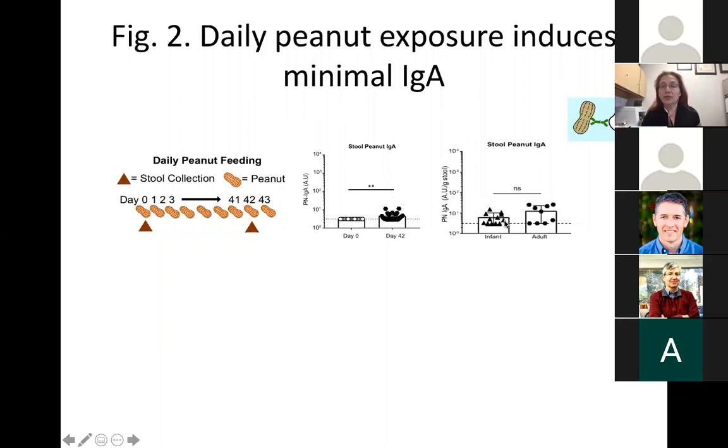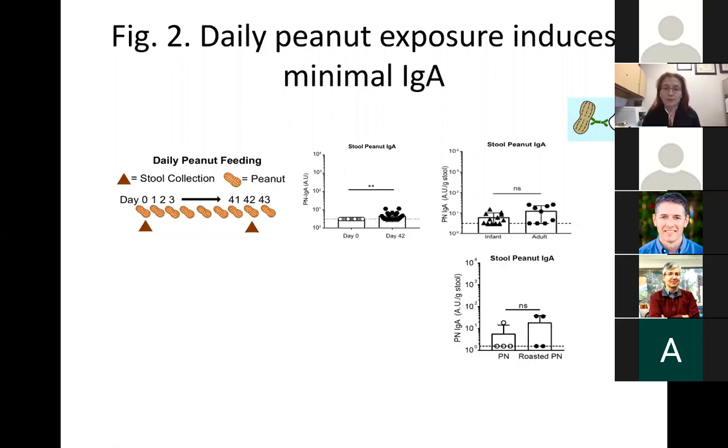And even if we started mice in infancy, so essentially as they were being weaned, we started exposing them to peanut, we still didn't get a lot of IgA. Further, we couldn't really do something to the peanut to try to make it more immunogenic, meaning get it to induce more of an IgA response.